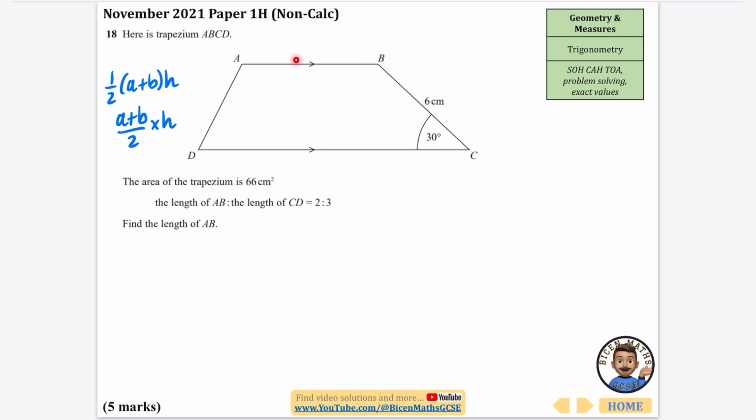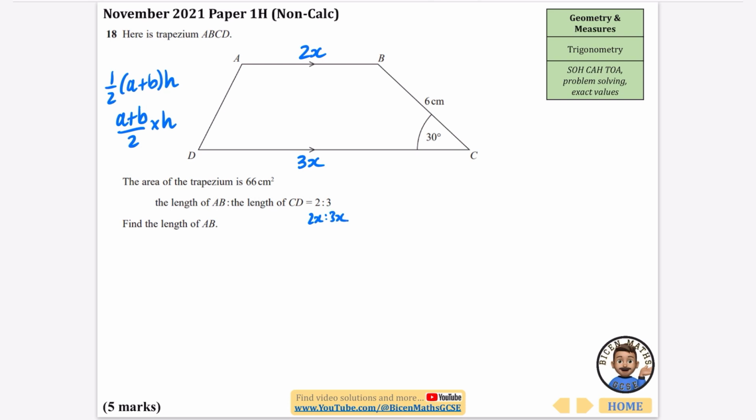And A and B are going to be this side and this side that we've got here. Now, they've said that the length of AB to the length of CD is 2 to 3. So that means this is like a 2x part, and this is like a 3x part, because the ratio 2 to 3, 2x to 3x is in that same ratio.